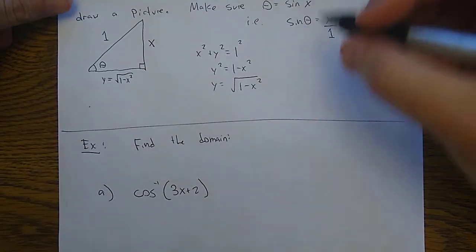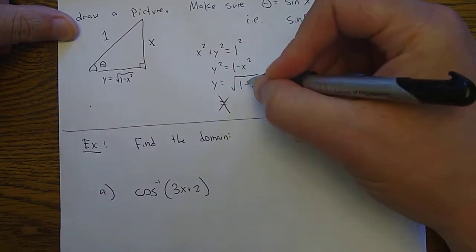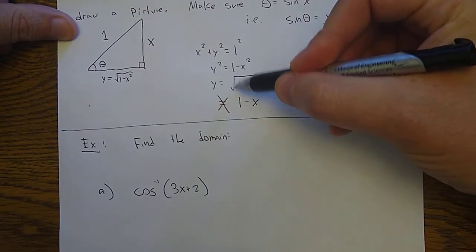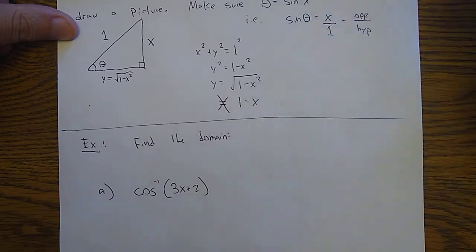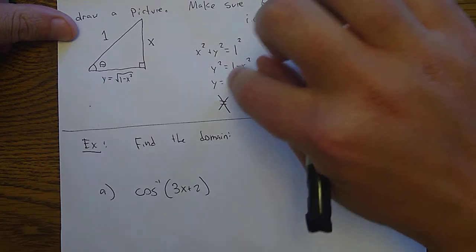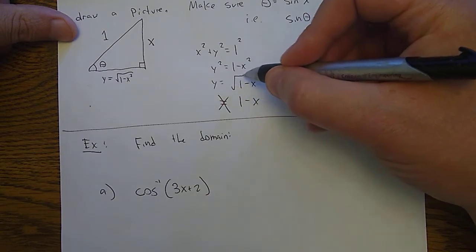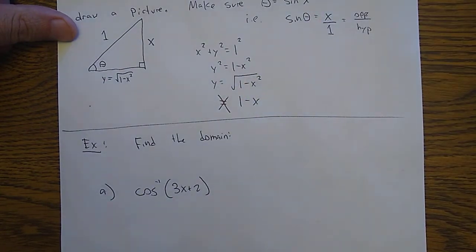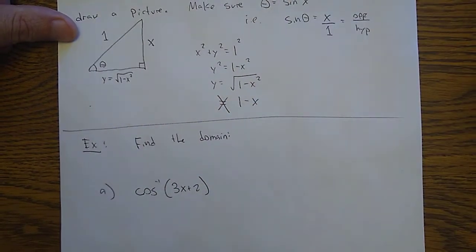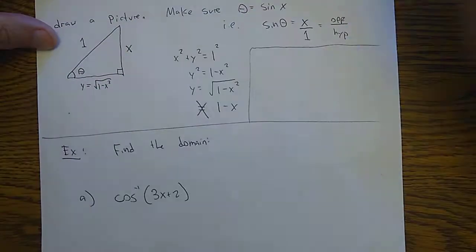And by the way, I know some people are going to try to do this. This is not the same as 1 minus x. Of course, this is tempting to do because the square root of 1 is 1, and the square root of x squared would just be x. But if you have addition or subtraction inside the square root, you can't just individually do the square root of each one. It's just not the same thing. So don't write this. This is the answer. Or, sorry, this isn't our final answer yet, but this is the answer for y.